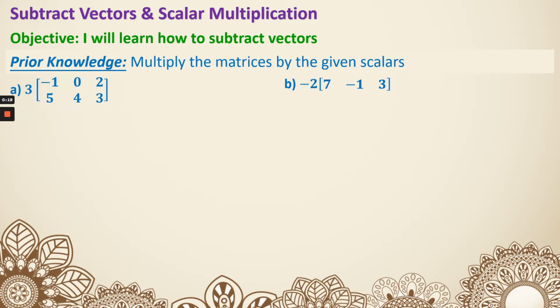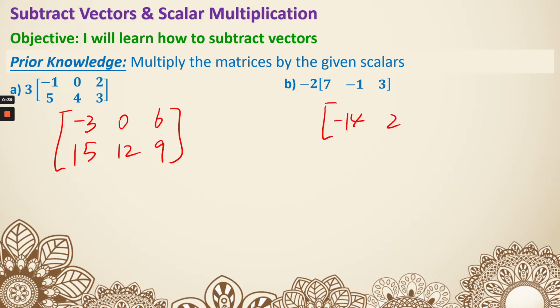How did we multiply a matrix with a scalar? All we did was multiply the number outside, which is the scalar, into every single number inside the matrix. So A would just give you -3, 0, 6, 15, 12, and 9. And B would just give you a -14, a 2, and a -6.